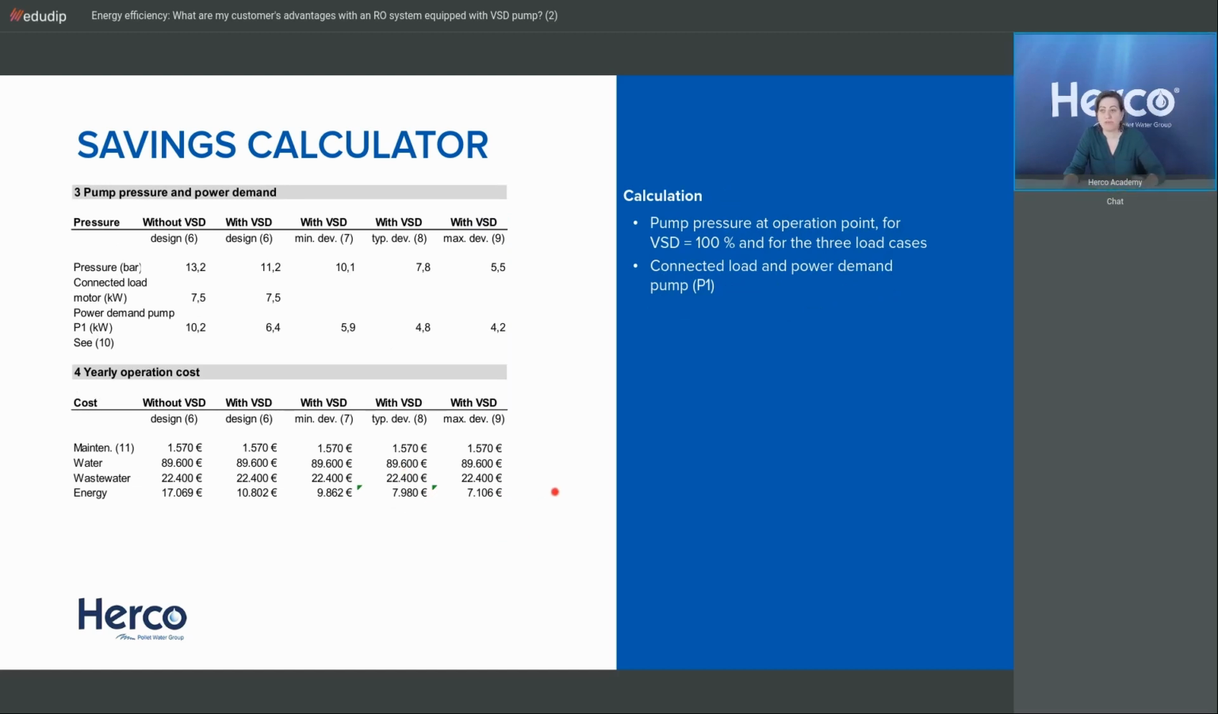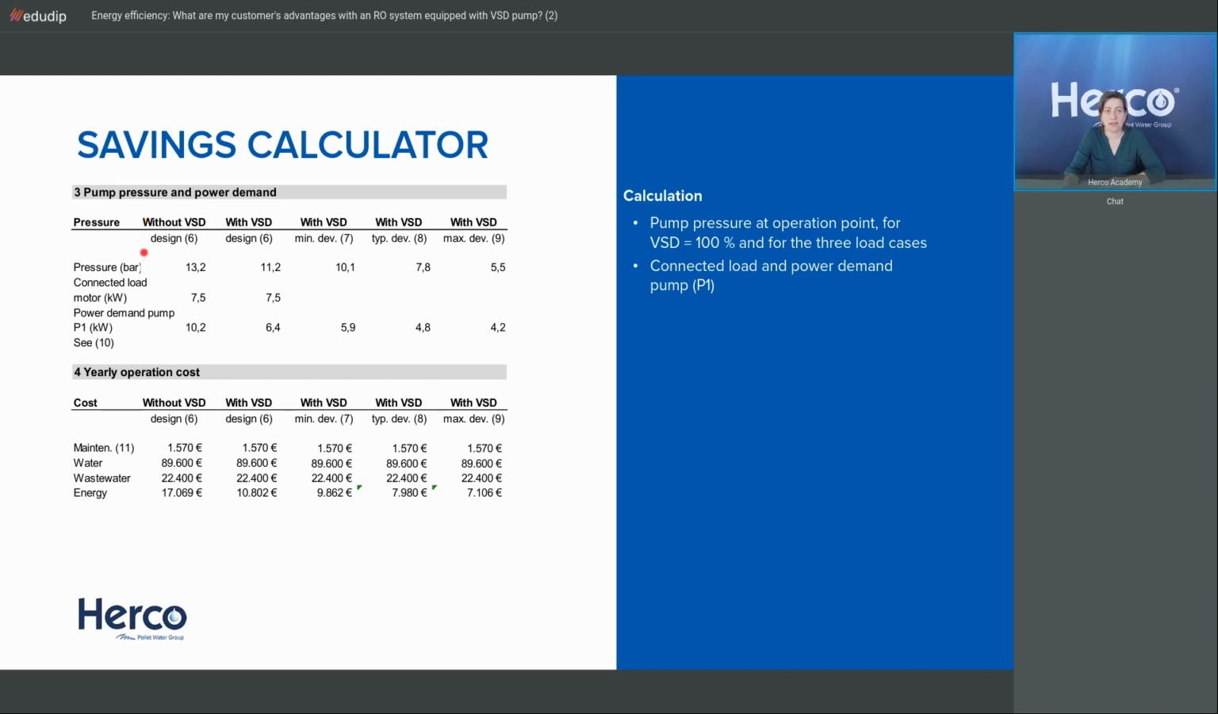Now, with all this input, we can calculate. And when we calculate, we have here the different load cases. So we calculate first pump pressure and power demand, then the yearly operation cost, and then later we come to the next calculations. You will see here that you have a calculation without variable speed drive. Okay, that's the base case. This is the calculation with variable speed drive at the design point. So both of these are at the design point. And this is with a variable speed drive with a min deviation, typical deviation, and max deviation.